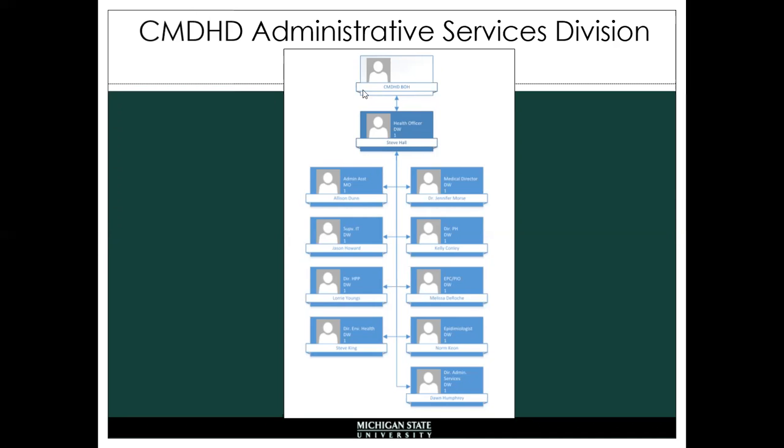Next in command is the health officer. So he's basically the boss beneath the bosses. And again, the health officer really builds trust with the Board of Health so that they can make the decisions that need to be made because they understand the system. Underneath the health officer are all the variety of directors of all the different programs. And we'll go through that in a minute.